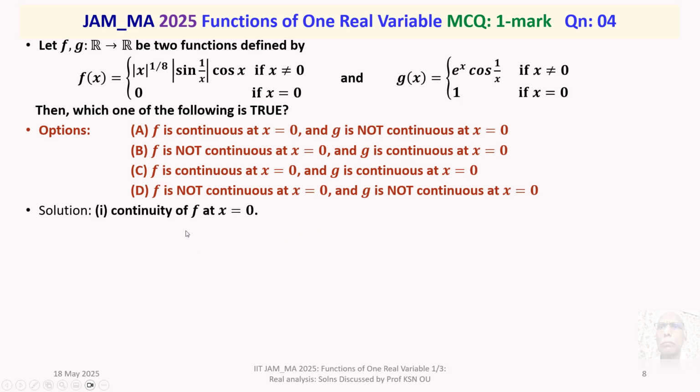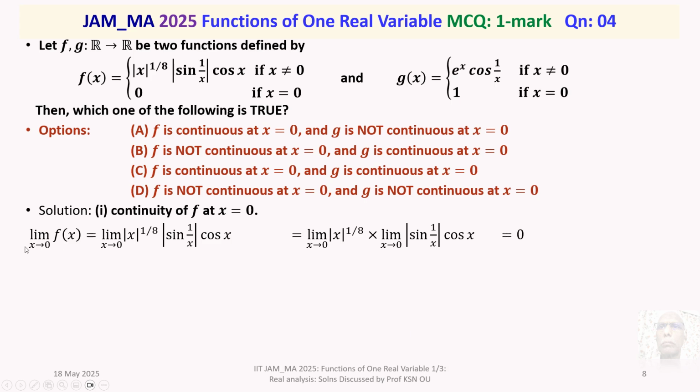We first talk about continuity of f at x equal to 0. Now, if the limit as x tends to 0 of f of x exists and is equal to f of 0, then f of x will be continuous at x equal to 0. For that, we take the limit as x tends to 0 of f of x. The limit of the product is equal to the product of their limits: limit x tends to 0 of mod x to the power of 1 by 8, into limit x tends to 0 of mod sin 1 by x into cos x.